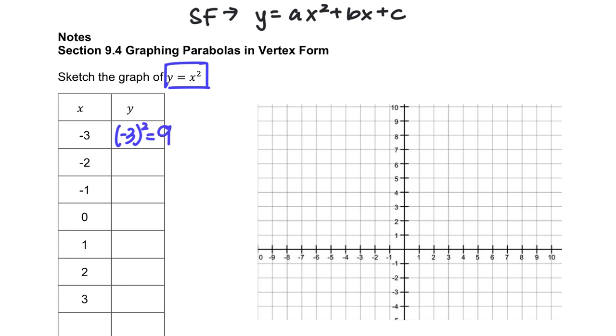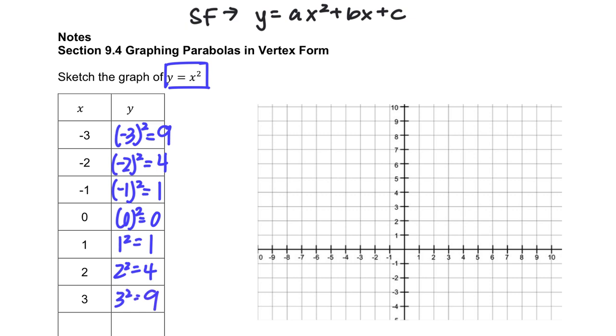Positive 9. Positive 9, good. What about if I do -2 squared? 4. Positive 4. -1 squared? 1. What about 0 squared? 0. Good. 1 squared? 1. 2 squared? 4. And 3 squared? 9.